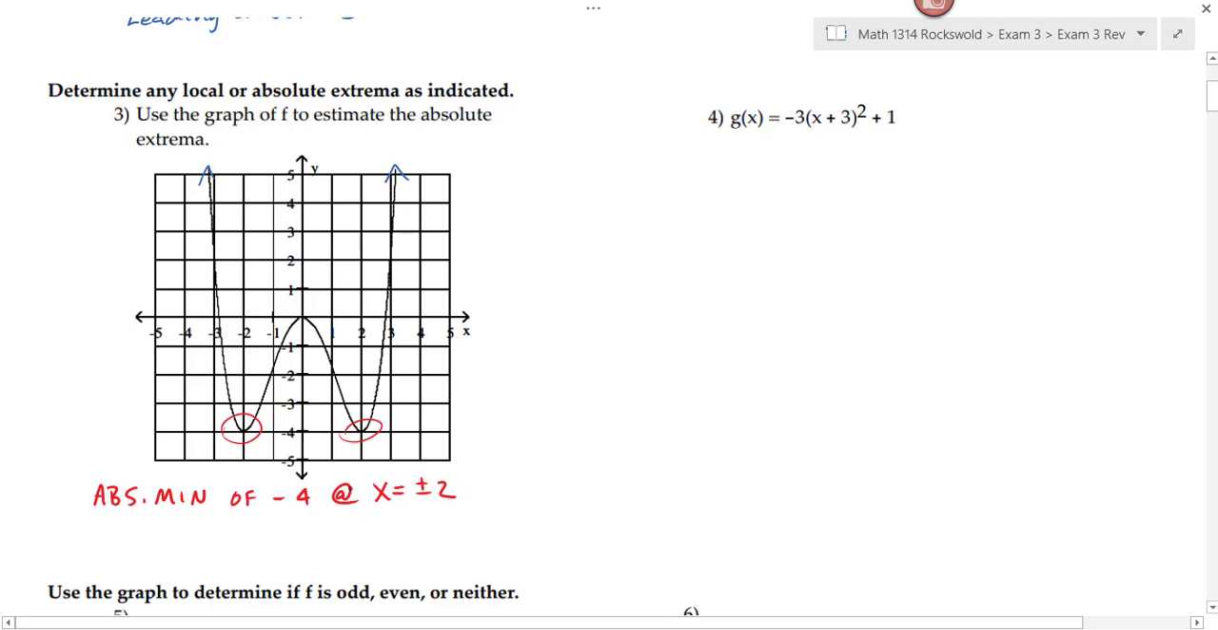Do I have a local maximum value? This would be a local max of 0 at x equals 0. Do I have a local min? These absolute mins are also local mins. But if they're absolute, we're going to say that that's it, it wins.